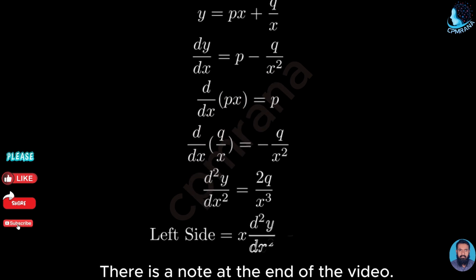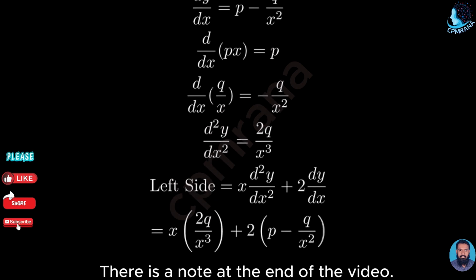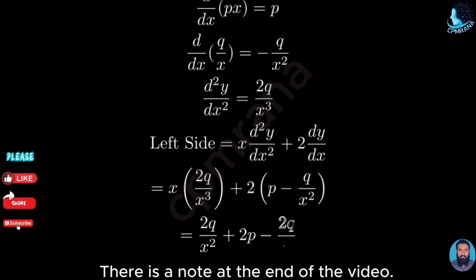Now, we need to evaluate the left side of our equation. The left side is x times the second derivative plus 2 times the first derivative. Let's substitute our derivatives. We get x times 2q over x cubed plus 2 times the quantity p minus q over x squared. Now, let's simplify.